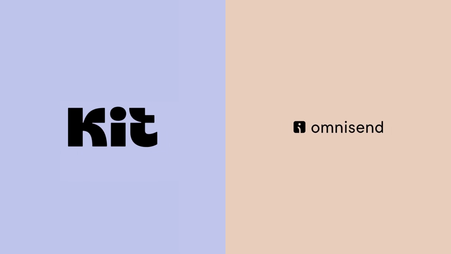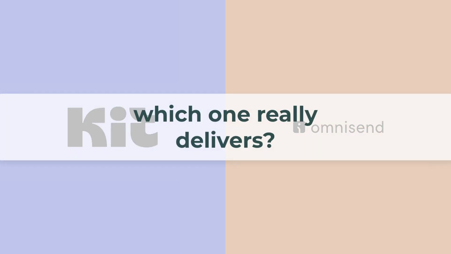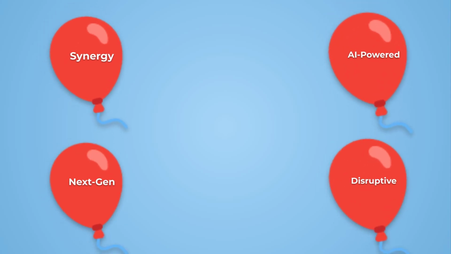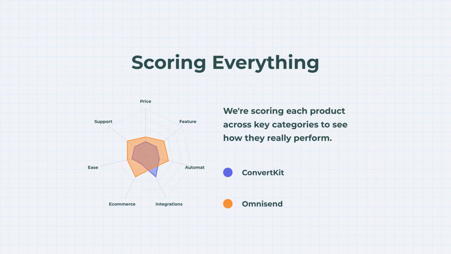ConvertKit versus Omnisend. Two giants in email marketing, one big question. Which one really delivers? On the left, ConvertKit, built for creators, bloggers, and info product brands. And on the right, Omnisend, a multi-channel powerhouse tailored for e-commerce. Let's skip the buzzwords and get to the real stuff. Each category earns points, and at the end, you'll see exactly who comes out on top. The result might not be what you expect.